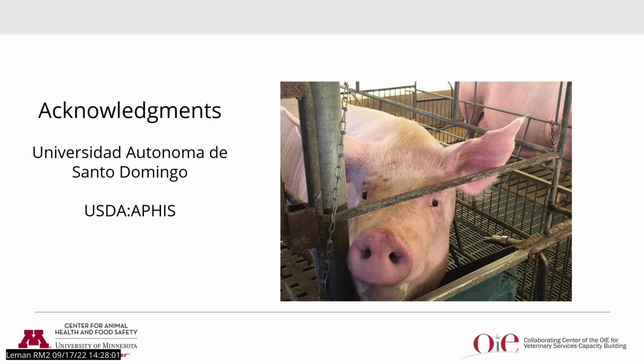Very good, thank you. Just a follow-up question. You mentioned that there's a biosecurity component.